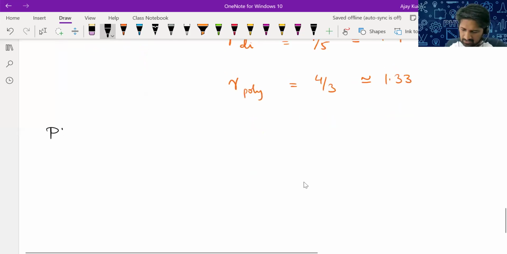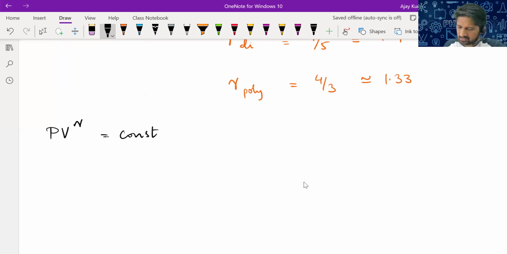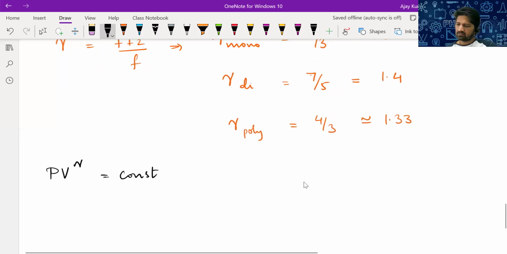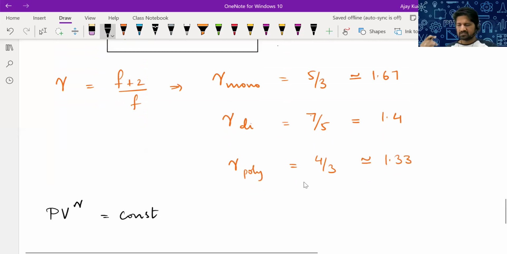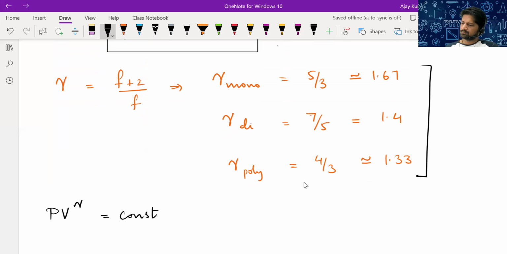Now, we need to draw the PV graph based on this equation. PV to the power gamma is equal to constant. You can observe that whatever be the type of gas, even if it's a mixture, gamma will always be greater than 1. Okay. Cp by Cv has to be greater than 1.